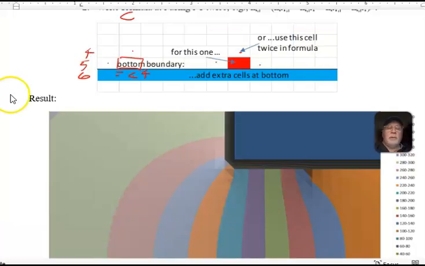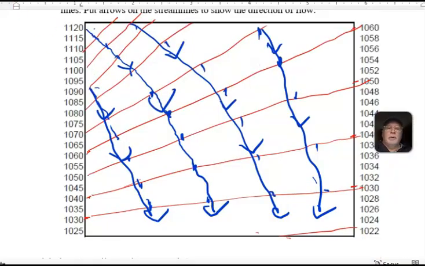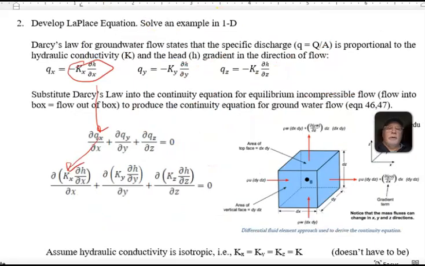For the homework assignment, you can just turn that in. You don't have to draw streamlines on it. For the exam, I might make you draw a flownet like this, where you draw the equipotential lines and the streamlines. That was a run through the Laplace equation, which we turned into a finite difference scheme as an introduction to groundwater modeling. Hope that helps.